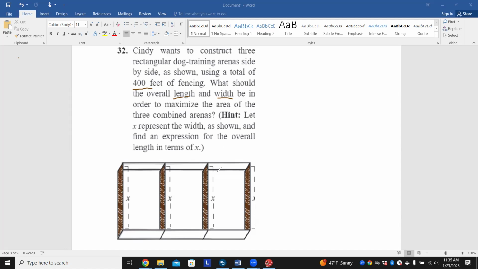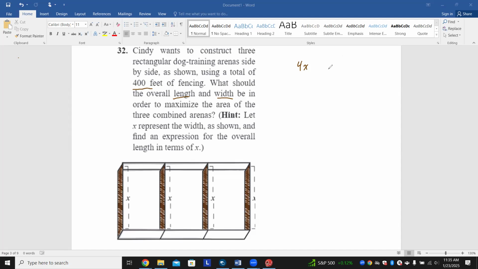All right, so what we know is this all has to be an X. So there's at least 4X worth of fencing. And then there's 2 times as much as the length here. Let's see. So Cindy wants to construct 3 rectangular dog training arenas side by side as shown using a total of 400 feet. What should the overall length be? All right, so I can see that this right here would be 4, and then I would have leftover.